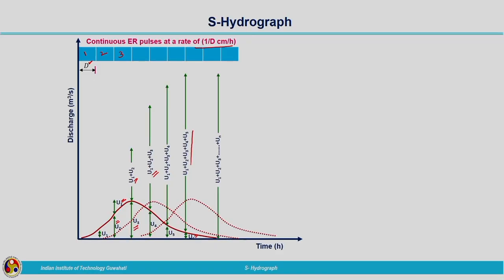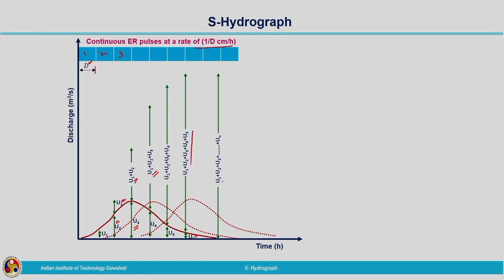So there will not be any change in the ordinate of the S-hydrograph. If the unit hydrograph has n ordinates, the ordinate corresponding to the equilibrium discharge of the S-hydrograph can be represented by u1 plus u2 plus u3 up to un, and we can plot the S-hydrograph like this. Once it has attained the equilibrium discharge, the ordinates are not going to change. Responses from the later effective rainfall pulses will be there, but there will not be any change in the equilibrium discharge value. This way we can derive the S-hydrograph by making use of the unit hydrograph ordinates.